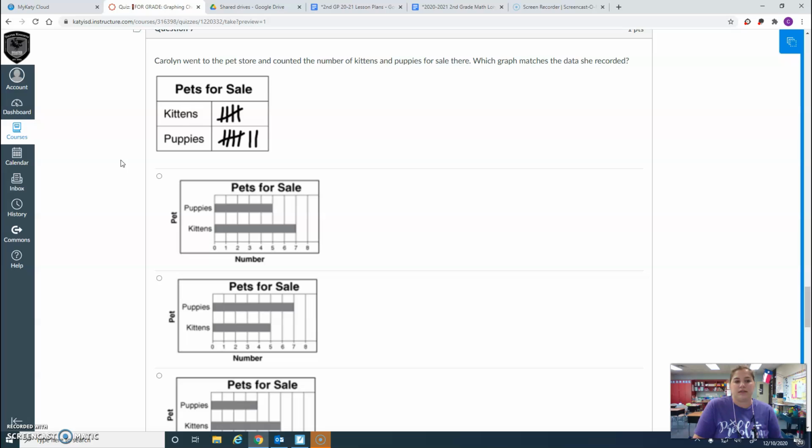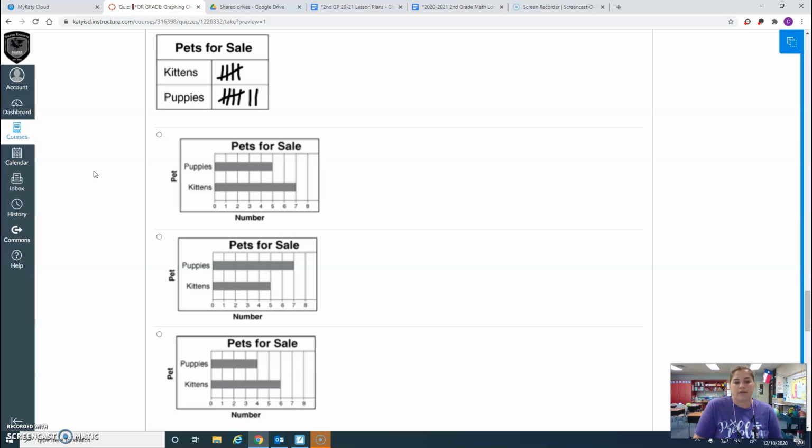Question 7. Carolyn went to the pet store and counted the number of kittens and puppies for sale there. Which graph matches the data she recorded?